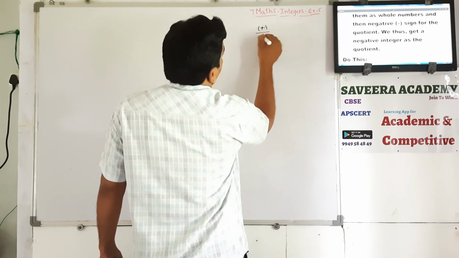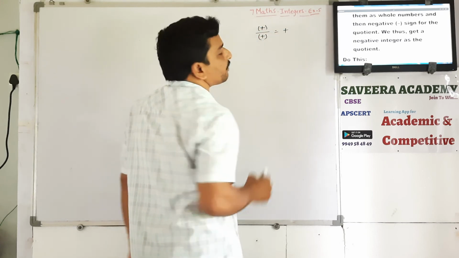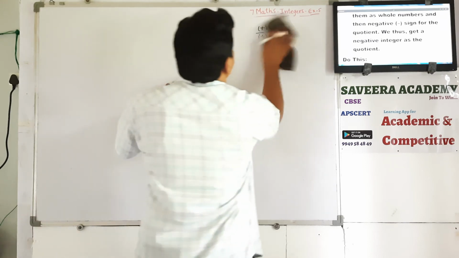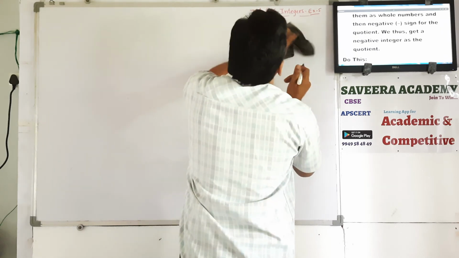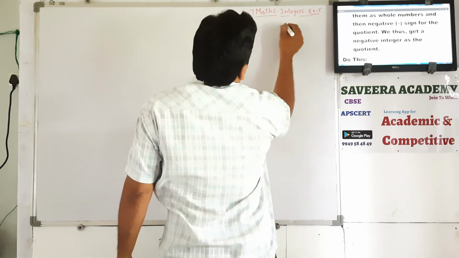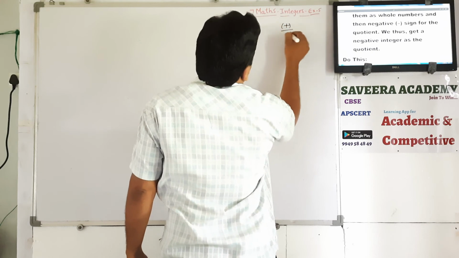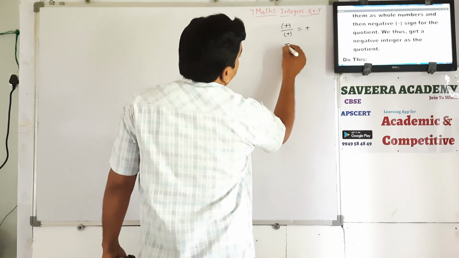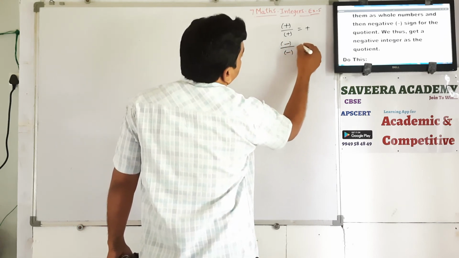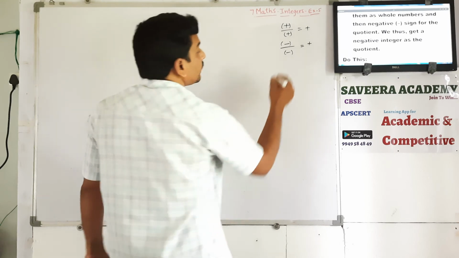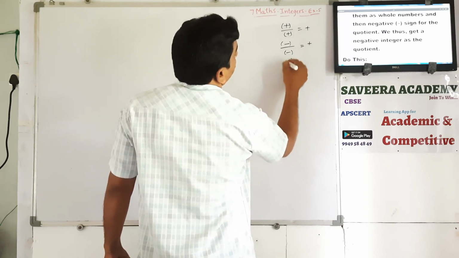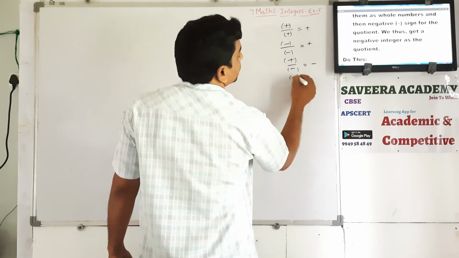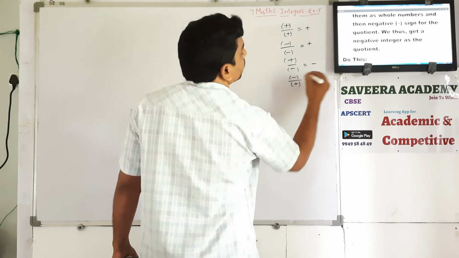plus divided by plus, you will get plus. A little bit to the right side I will write. Plus divided by plus is equal to plus. Minus divided by minus, you will get plus. Plus divided by minus, you will get minus. Minus divided by plus, you will get minus.